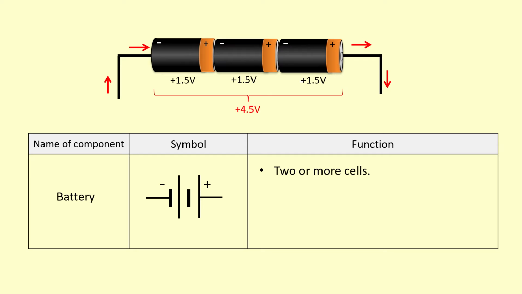However, if I reverse one of them, see the one on the end, I'm going to reverse it, turn it around. So instead of adding, the voltage is actually going to subtract now. So if we do 1.5 plus 1.5 minus 1.5, the total is actually 1.5 volts.